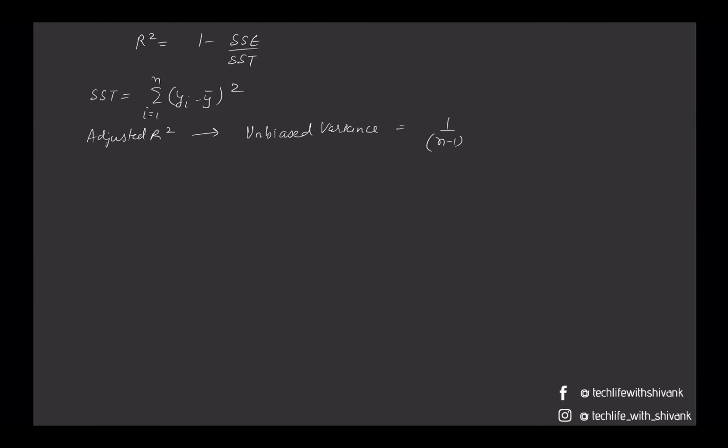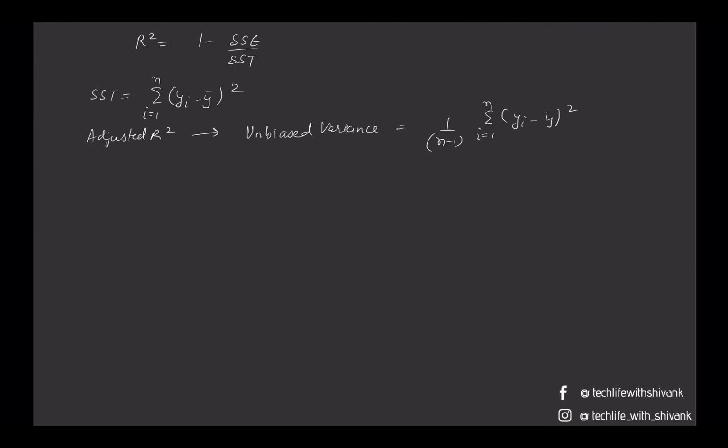Our normal R squared is defined as 1 minus SSE by SST, where SST is nothing but sigma yi minus y bar whole square, for i equal to 1 to n. So instead of using this value in adjusted R squared, we use unbiased variance for SST, and to get unbiased variance we multiply it by 1 by n minus 1. Why do we divide by n minus 1?